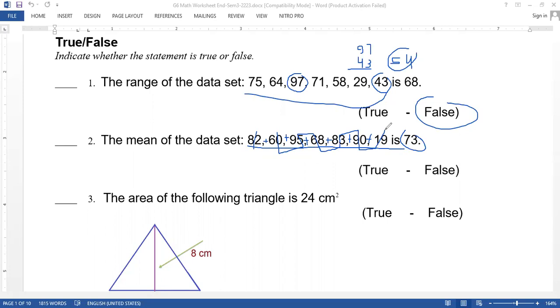Let me make sure. 82 plus 60 plus 95 plus 68 plus 83 plus 90 plus 19 equals, if you add them, you get 497. Then divide by 1, 2, 3, 4, 5, 6, 7. Divide 7 equals 71.